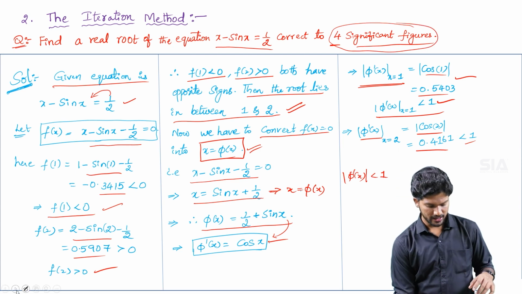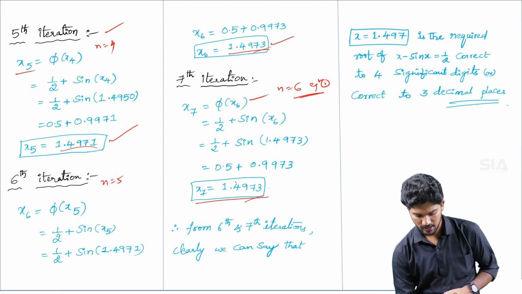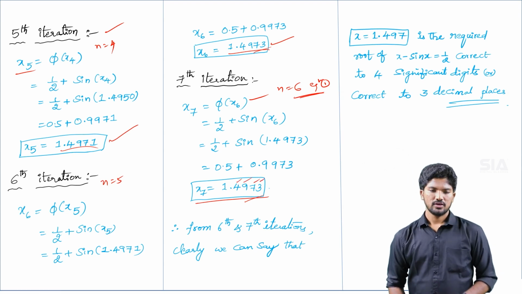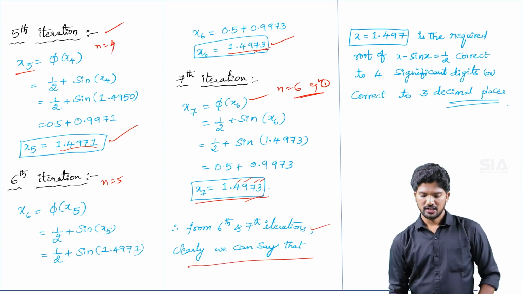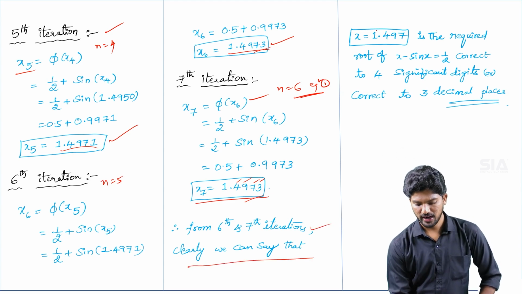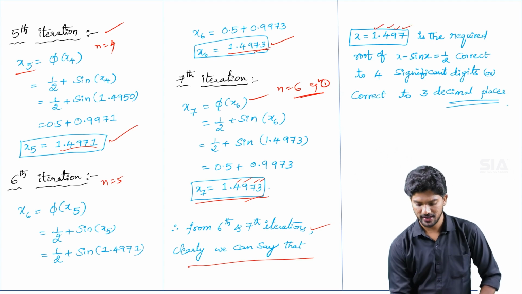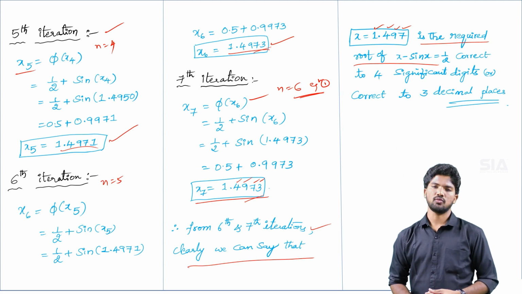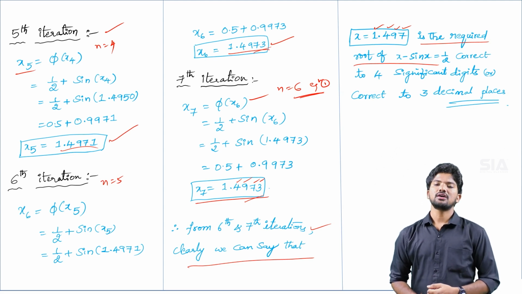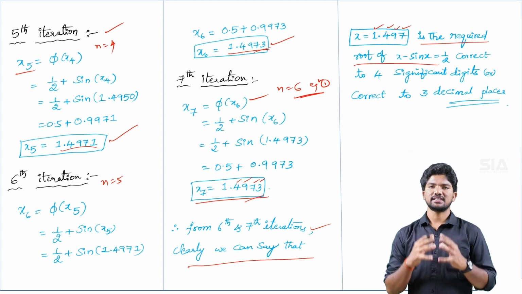Significant figures we can write, okay, on the right side part of the decimal. Therefore from the 6th and 7th iterations we can clearly say that x is equal to 1.497, where 1, 4, 9, 7 are the 4 significant digits. Therefore this is the required root of x minus sin x is equal to 1 by 2, correct to 4 significant digits or correct to 3 decimal places.